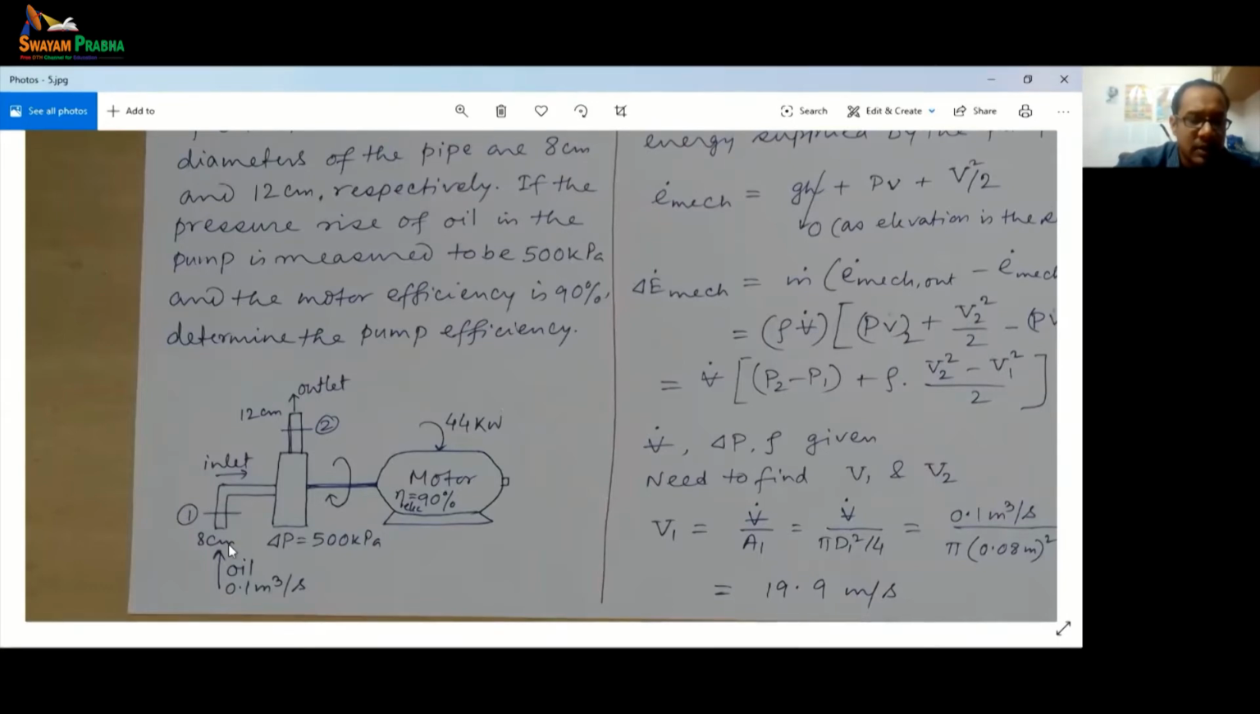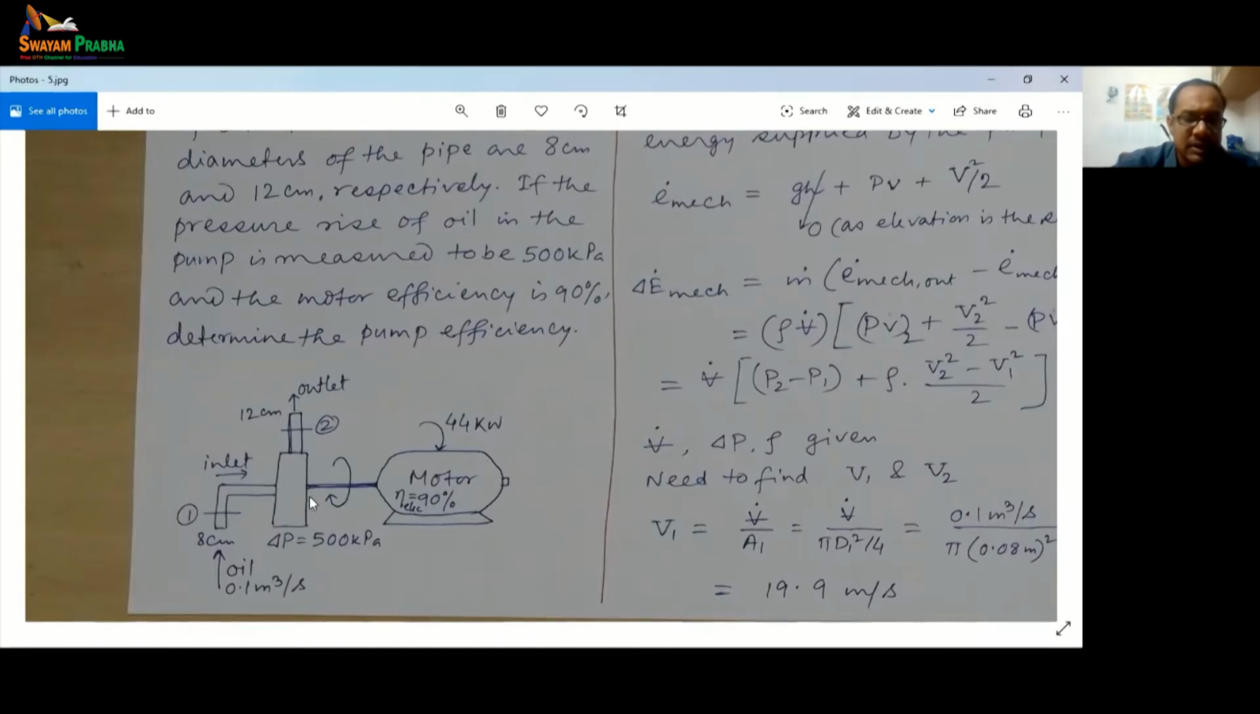At state 1, the diameter is 8 centimeter and the volume flow rate of oil is 0.1 meter cube per second. And what is the outlet condition? The diameter is 12 centimeter, and you can see that for continuity you have to have the same volume flow rate through the outlet as well, for the steady state operation. So here everything is given. You have to find what is the efficiency of this pump.